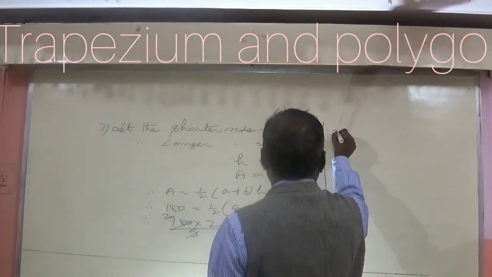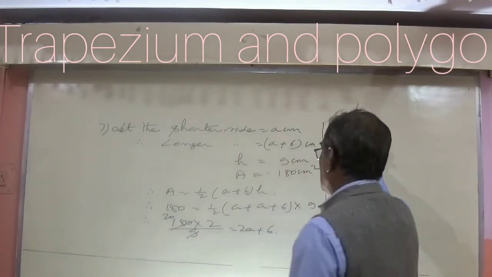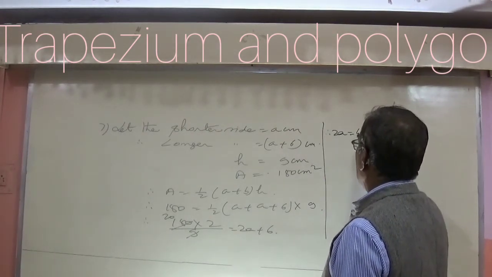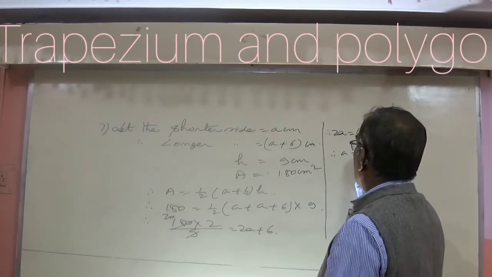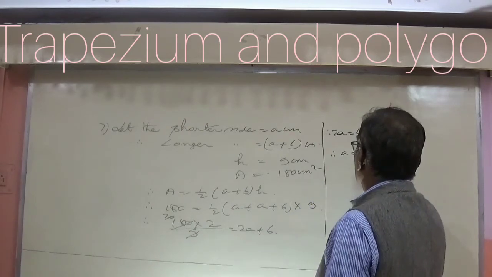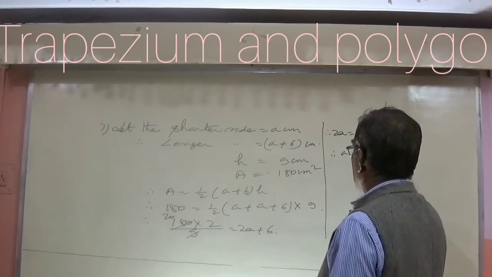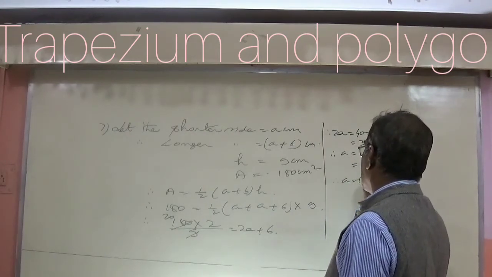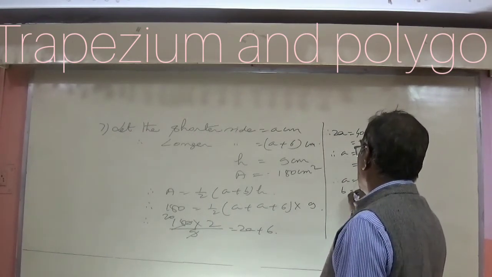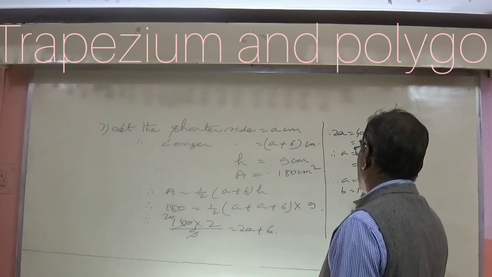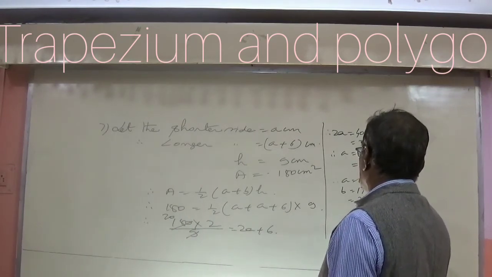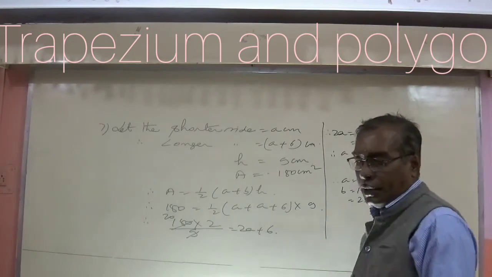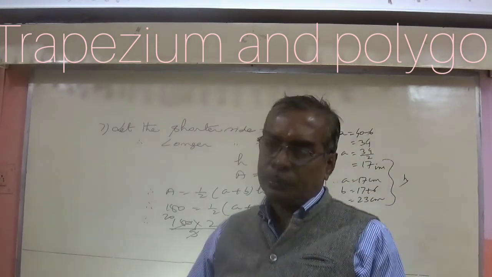So therefore 2A will be equal to 40 minus 6, which is equal to 34. So therefore A is equal to 34 by 2, which is 17. Therefore A is equal to 17 centimeter and B will be equal to 17 plus 6, which is 23 centimeter. So the sides are 17 and 23 centimeter.